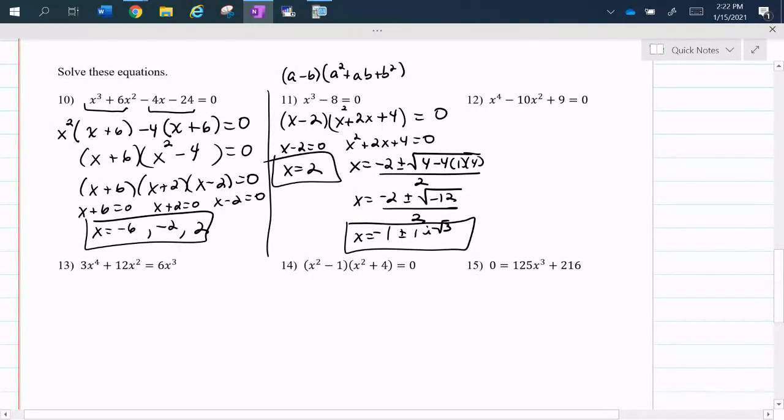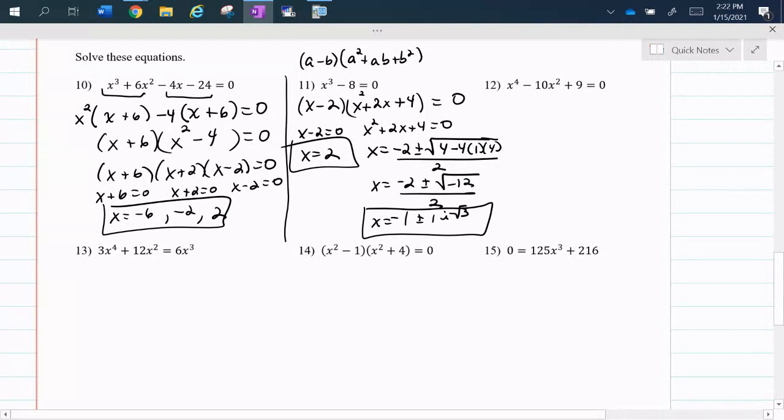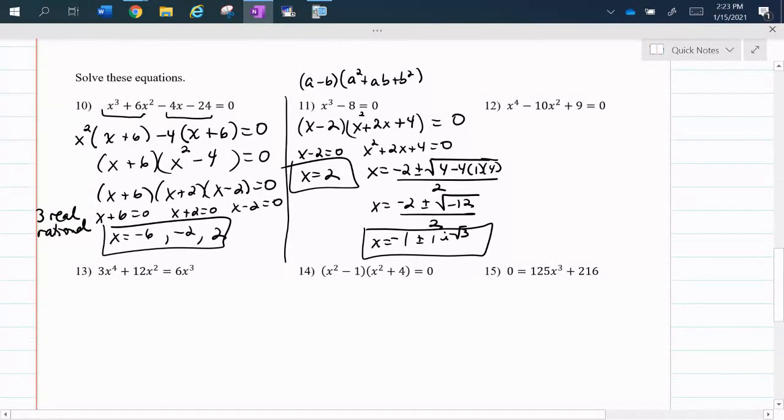So let's look at these two. The number 10, the degree was cubic, and I found 3 real rational solutions, didn't I? Number 11 was also cubic, and I found 3 solutions, but they're not all real, are they? 1 real rational solution, 2 is real and rational. But the other 2 that I found are imaginary, aren't they? So that happens sometimes. Sometimes we have 3 solutions altogether, but sometimes some are real and some are imaginary.